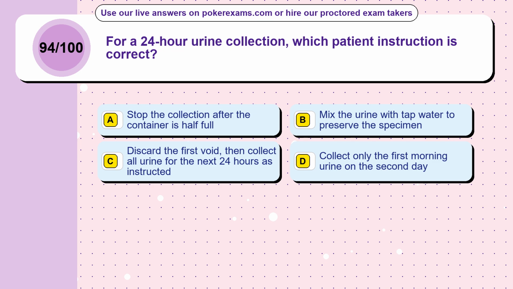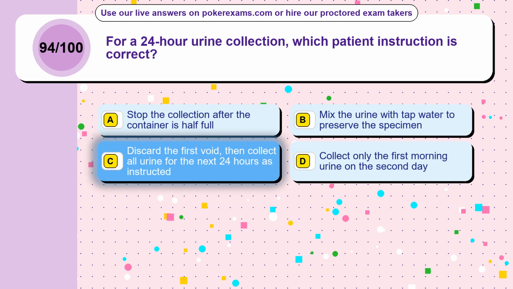Option A, stop the collection after the container is half full. Option B, mix the urine with tap water to preserve the specimen. Option C, discard the first void, then collect all urine for the next 24 hours as instructed. Option D, collect only the first morning urine on the second day.